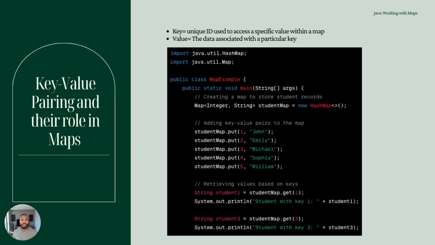As I discussed in the previous slide, there is the key and the value. So what is the key? The key is a unique ID used to access a specific value within a map, and the value is the data associated with a particular key.